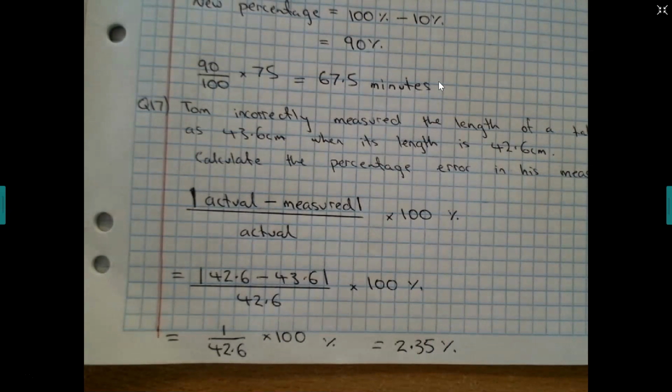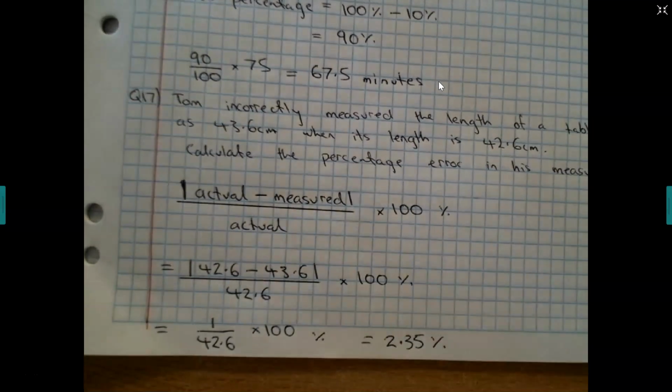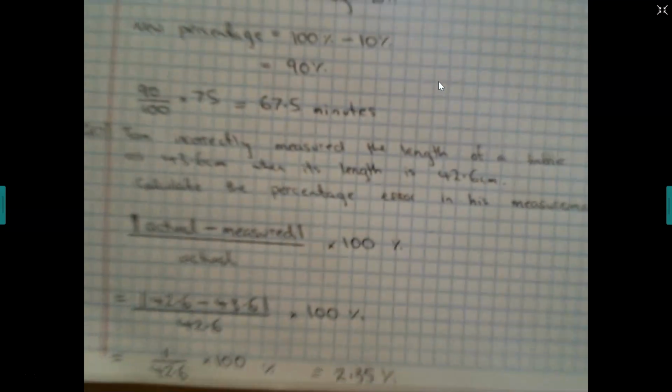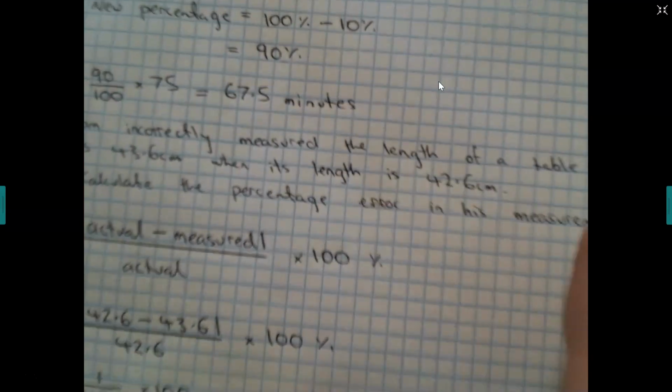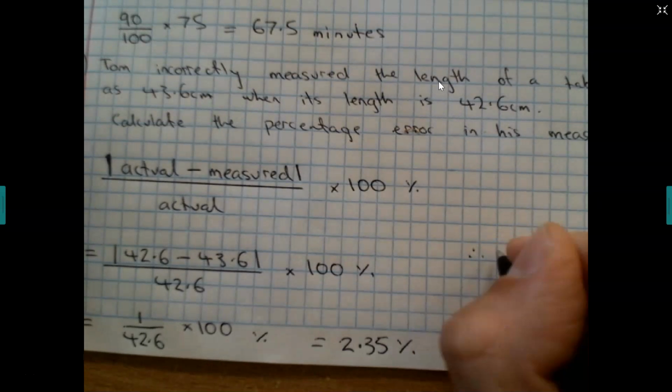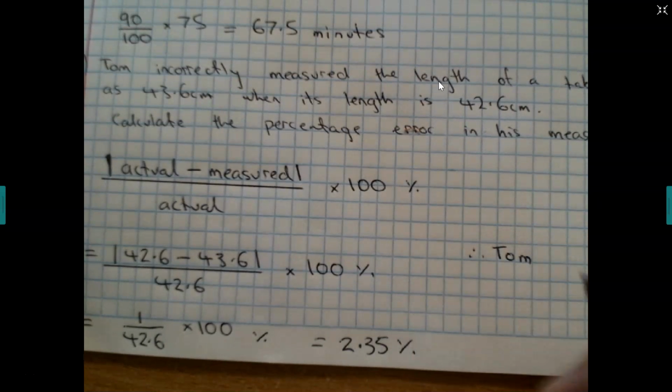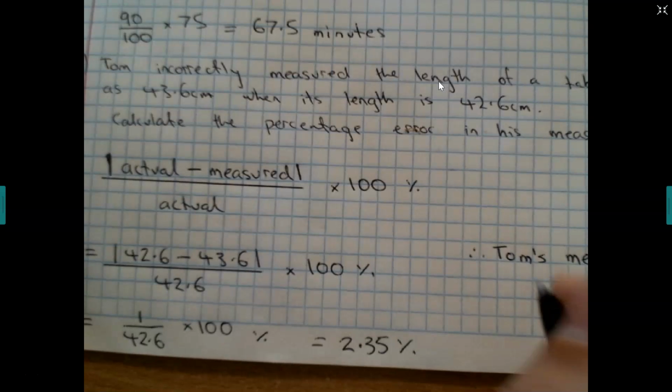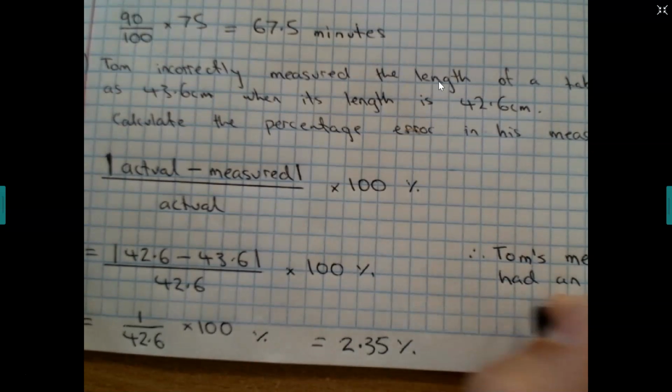2.35%. Since it's a worded question, you can finish it off by giving a little sentence explaining what the error was. Therefore, Tom's measurement was or had an error of 2.35%.